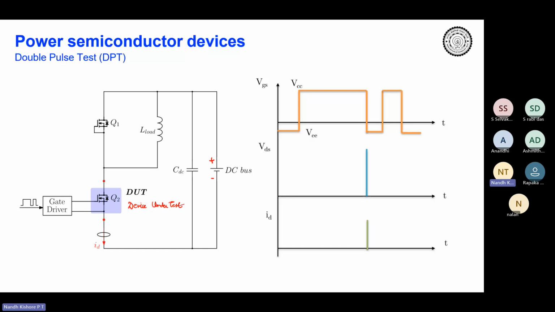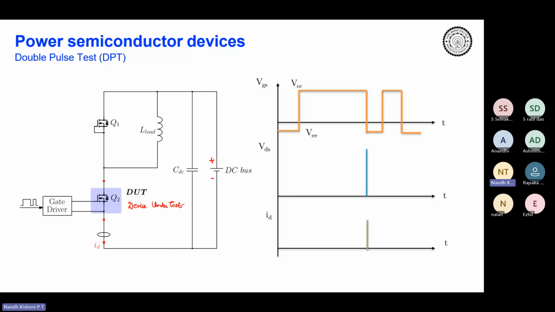If you want to characterize a particular device, the first thing that you do is you connect the load inductor across the complementary device. In this case, we want to characterize the lower device Q2. Therefore, we connected the load inductor across Q1. And in a double pulse test, obviously, you feed two pulses of very small time duration as shown over here.